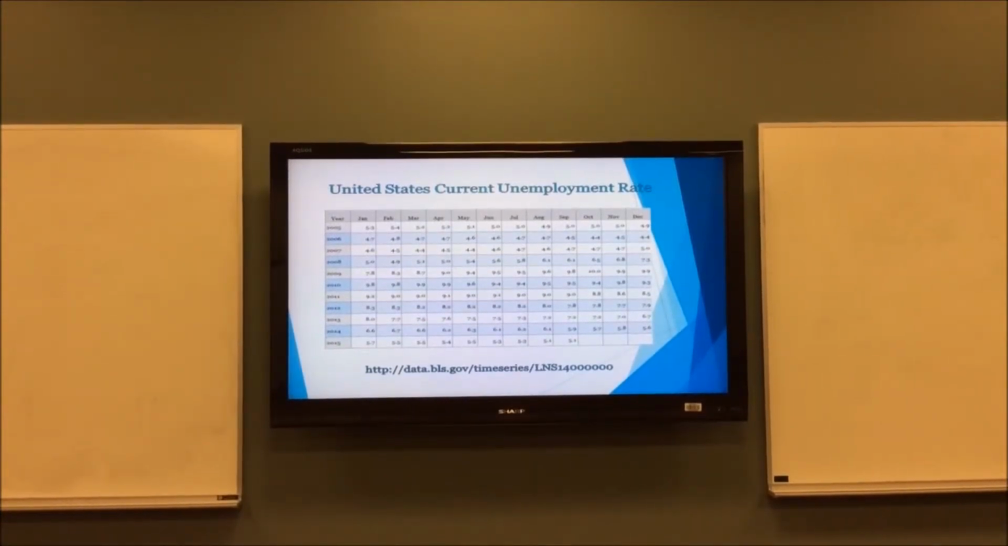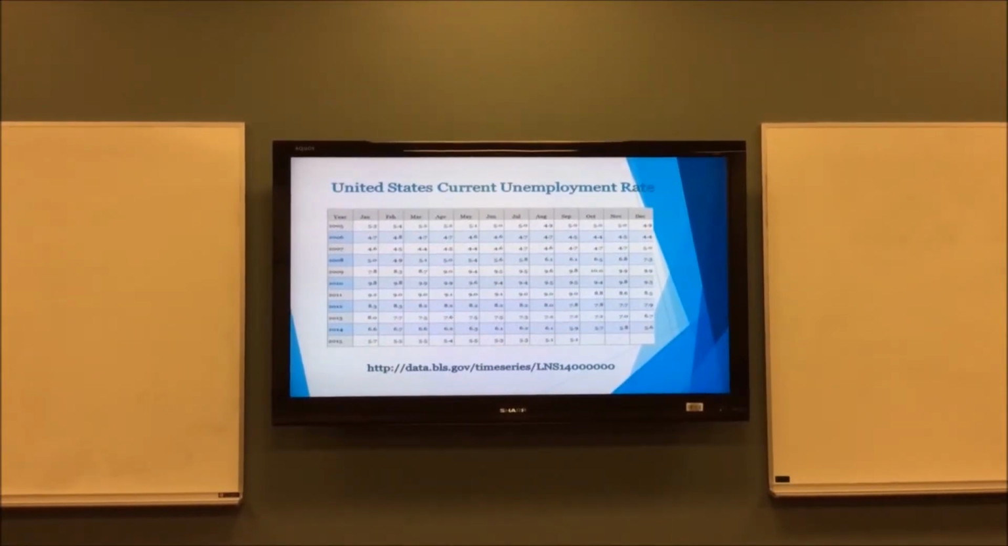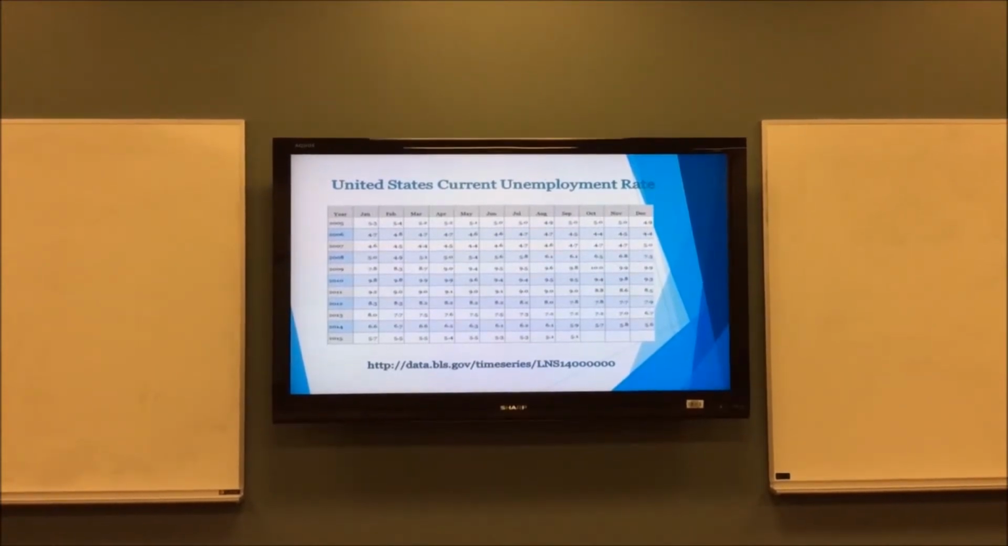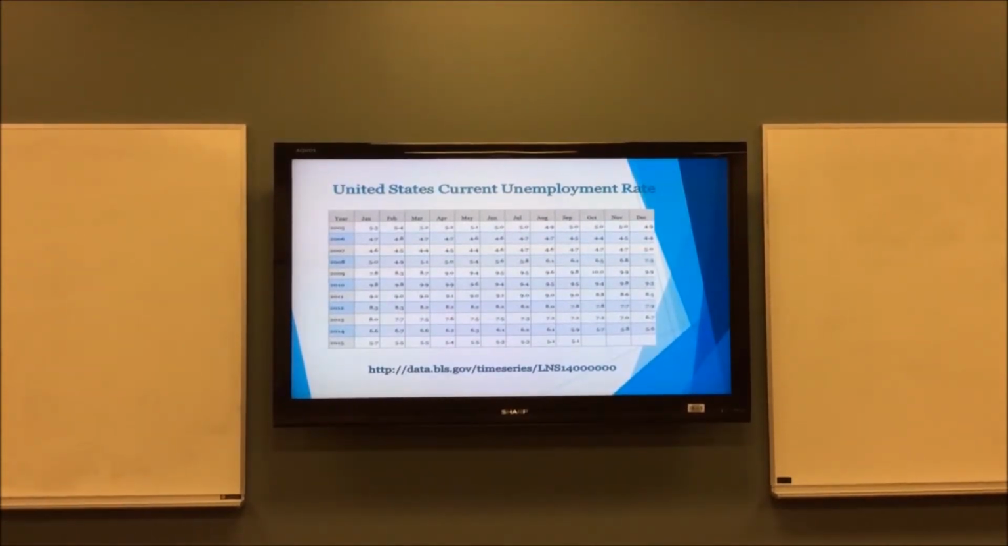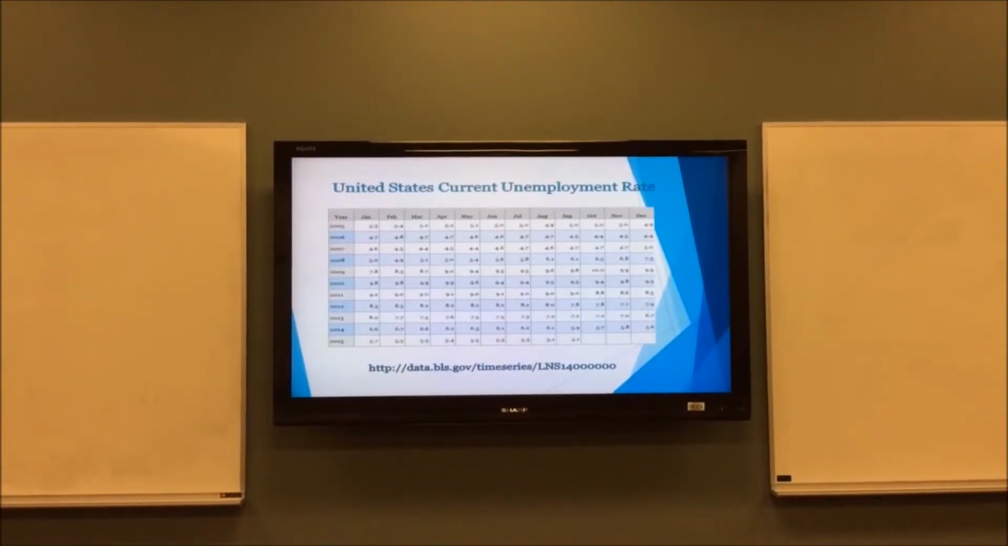2011, it started at 9.2, ended at 8.5. We see some decrease there. 2012, it started at 8.3, it ended at 7.9. We're steadily declining. 2013, it started at 8.0 and ended at a low for many years at 6.7.